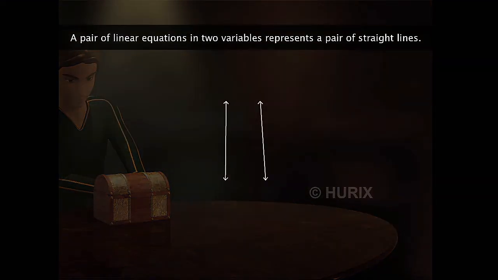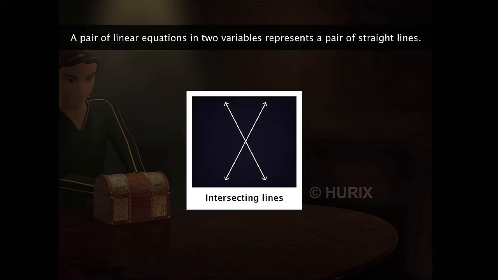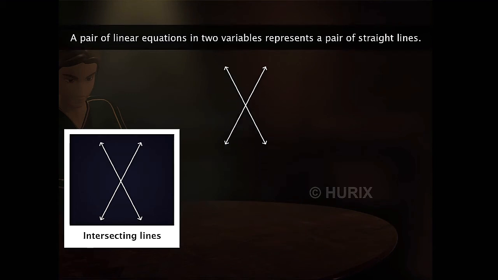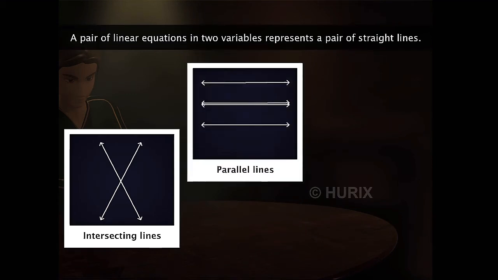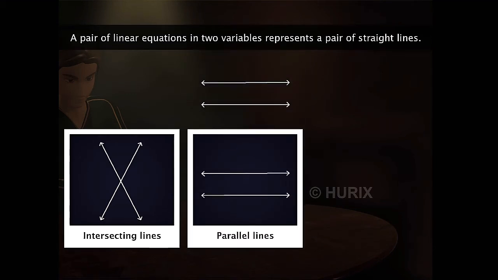Now, for a pair of straight lines in a plane, there could be three possibilities. One possibility is that the two lines intersect at a point. The second possibility is that the two lines are parallel to each other. And the third possibility is that the two straight lines coincide with each other.